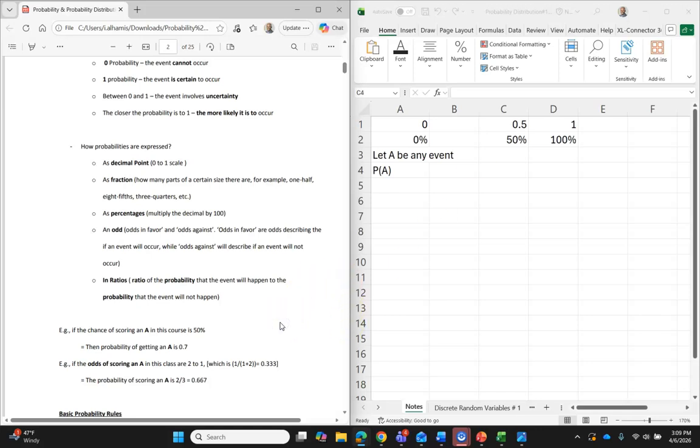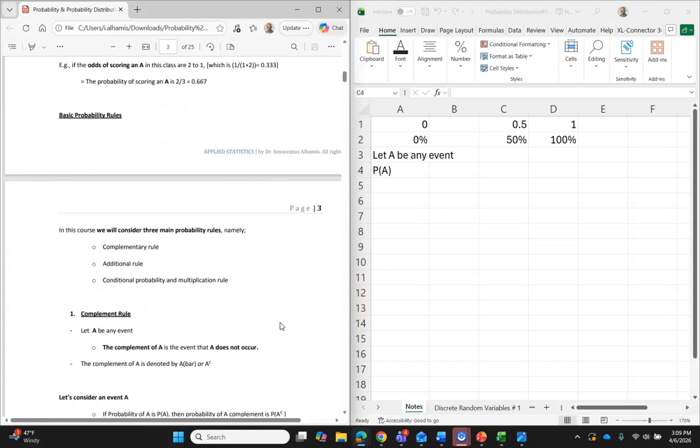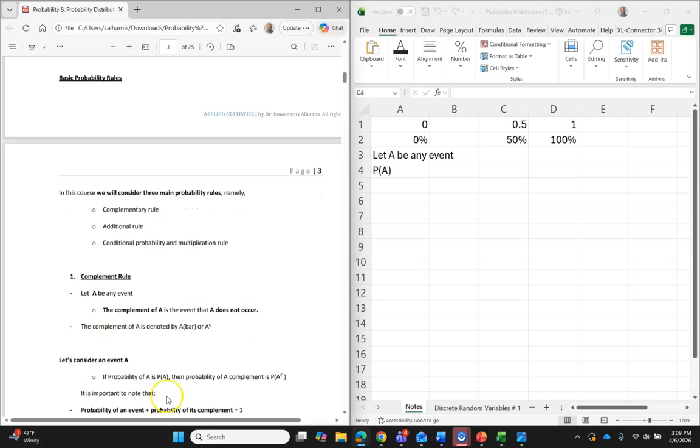So the next thing which I want you to know are the basic probability rules, which we have in the notes. And our first probability rule is what we call the complementary rule. Here we are looking at just basic probability rules, which we are going to use in our class. So we have the complementary rule, the addition rule, and also conditional probability, and also the multiplication rule. So we'll start with the complementary rule. What do we mean by complementary rule?